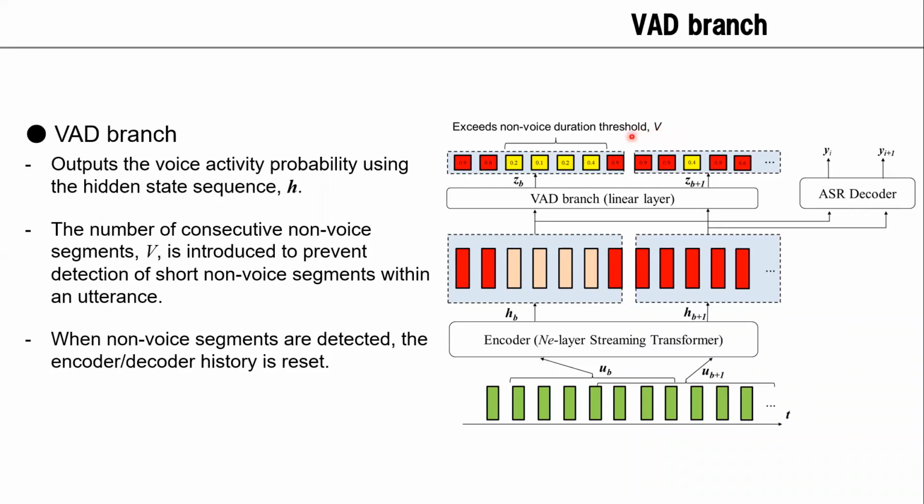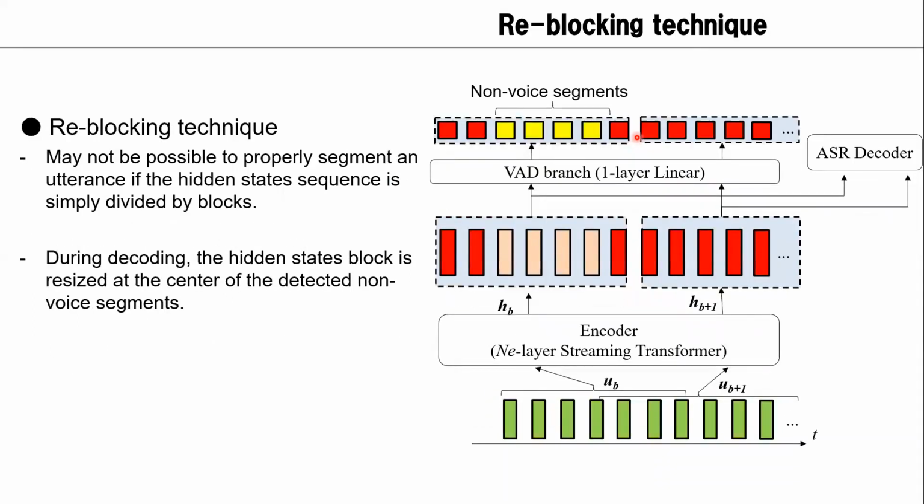Additionally, we introduced the consecutive non-voice segments threshold V to prevent detection of short non-voice segments like this. If the number of consecutive non-voice segments exceeds V, those segments are considered as non-voice. When non-voice segments are detected, the encoder-decoder history is reset. In the streaming transformer, hidden state sequences are processed blockwisely.